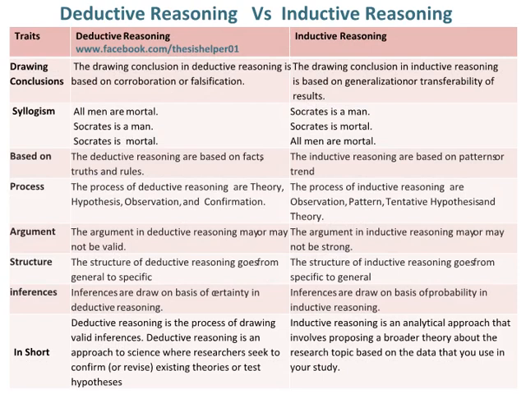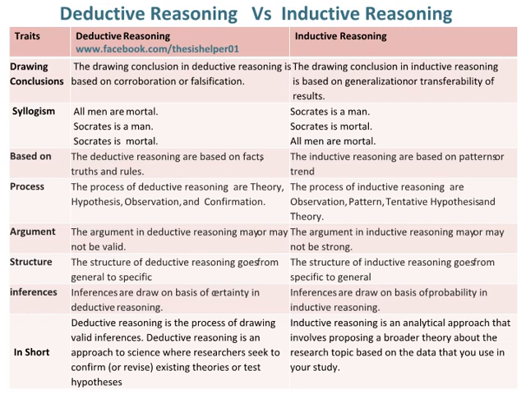Syllogism of deductive reasoning: all men are mortal, Socrates is a man, Socrates is mortal. Whereas syllogism of inductive reasoning: Socrates is a man, Socrates is mortal, all men are mortal. Deductive reasoning is based on facts, truths and rules, whereas inductive reasoning is based on patterns or trends.